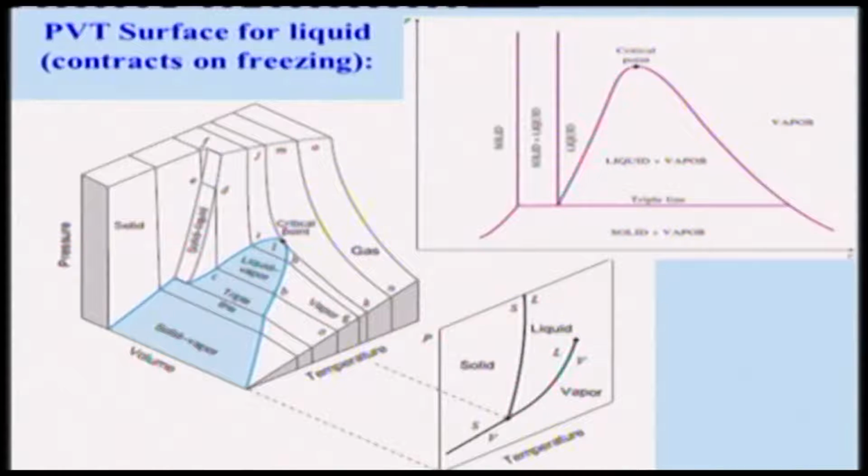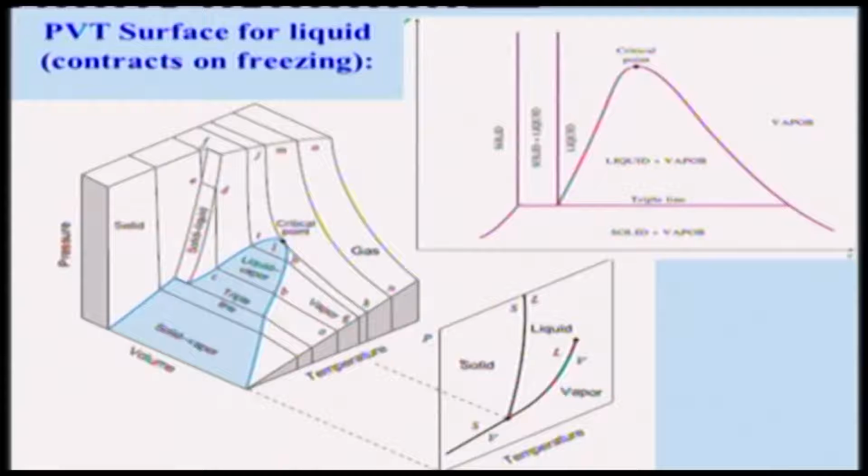And of course, this is the critical point where both the vapor and the liquid will be existing. This is the substance, as I told earlier, that contracts on freezing, unlike water. Water expands on freezing, which is why its density becomes lower and the ice floats on the water, right. If I take this pressure and temperature, you will get a line here, which is basically liquid and vapor, and this is your solid and vapor line.